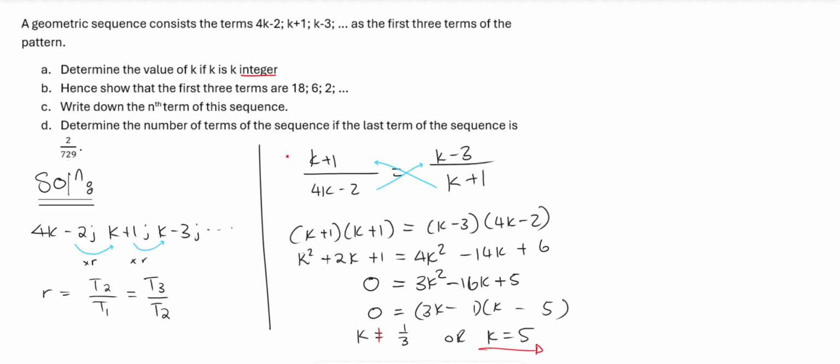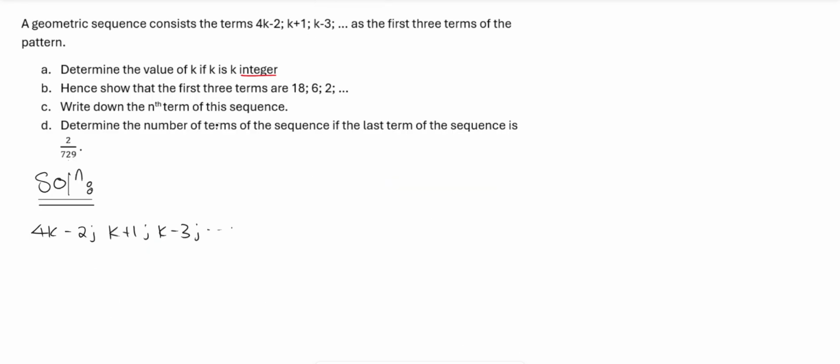And then we now go to the next question, which is saying that we must hence show that the first three terms are 18, 6, and 2. So now I believe we see what we have to do here. Our first term is represented by 4k minus 2, so we have to substitute the value of k. We're going to say 4 multiplied by 5, and then subtract 2, and we are going to get a value of 18.